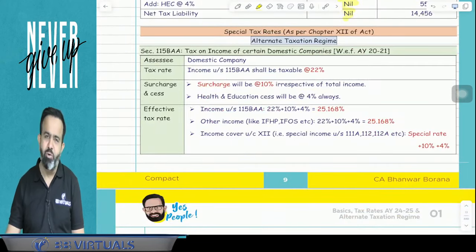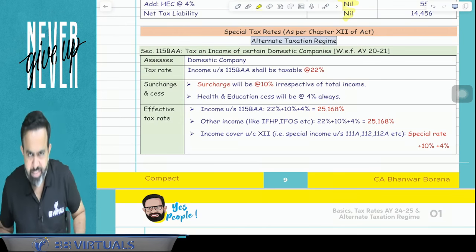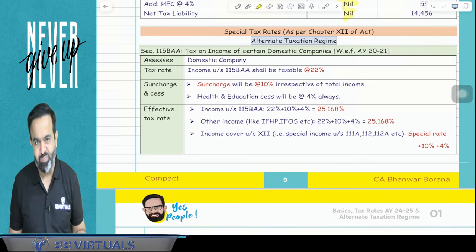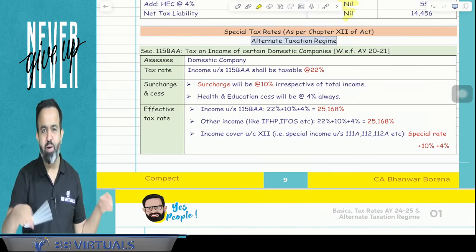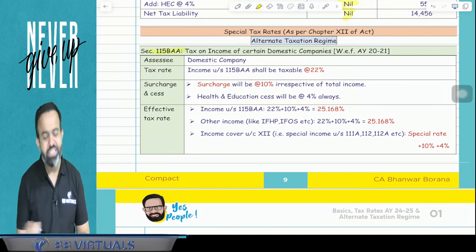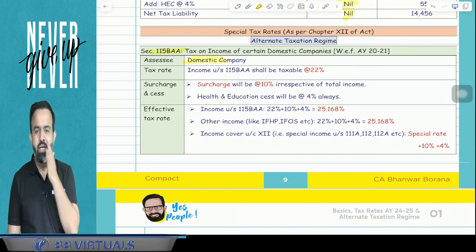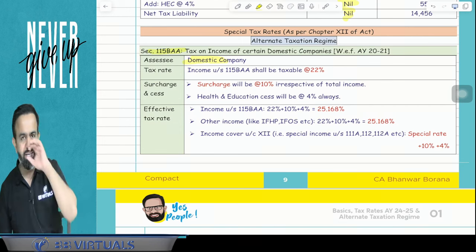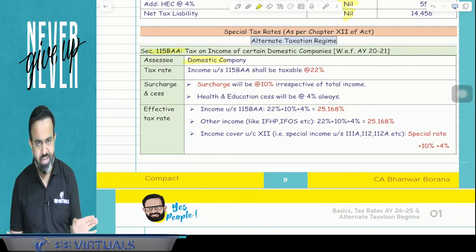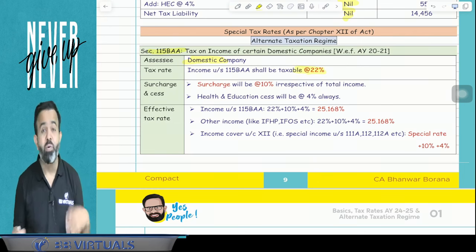Yes. Now we are going to start with the alternative taxation regime. Now guys, in the alternative taxation regime, the first section is 115BAA. This particular section says that in case of a domestic company. Now guys, domestic company includes any type of company, like manufacturing, non-manufacturing, service provider company, new company, old company, any company. Now any domestic company has an option that they can pay the taxes at the rate of 22%.